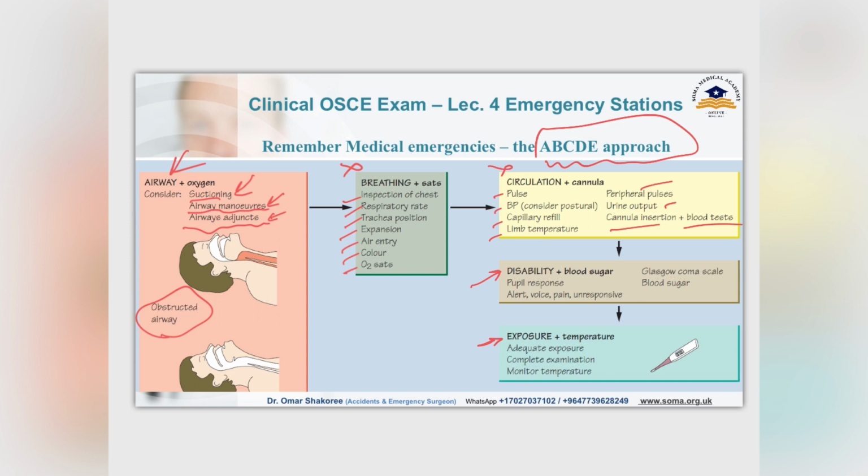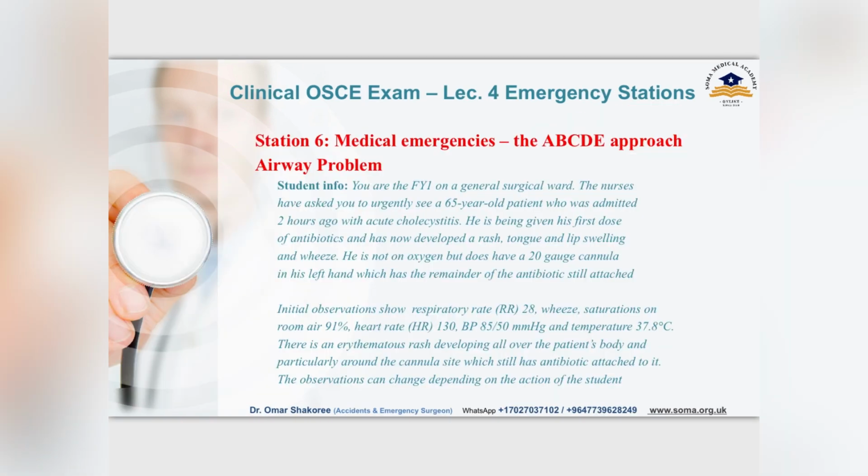Disability and blood sugar: disability is assessed by Glasgow Coma score, blood sugar, pupil size, alert to voice. Is the patient alert, responsive to voice or to pain, or unresponsive? For exposure, the patient needs adequate exposure and complete examination, and always monitor temperature in emergency patients. Now let's take some examples for the ABC approach for medical emergencies.